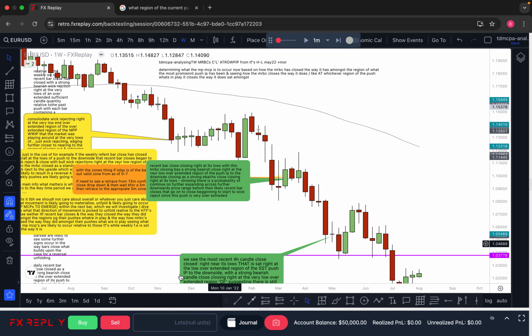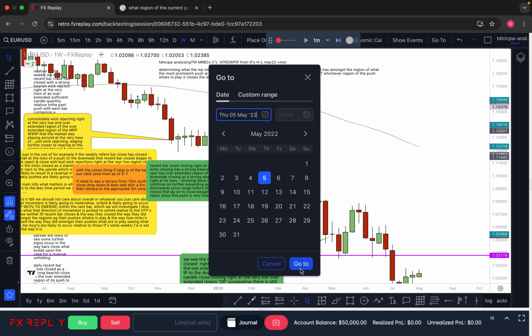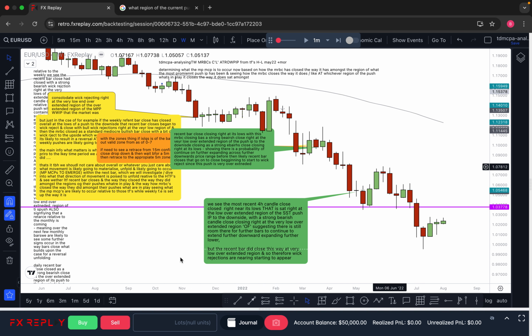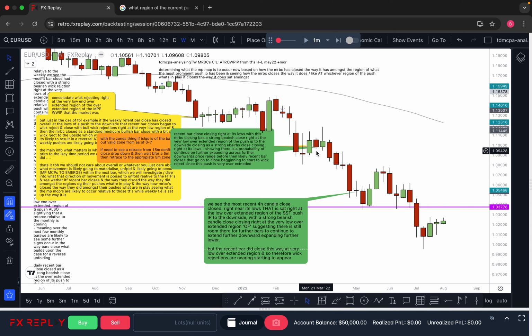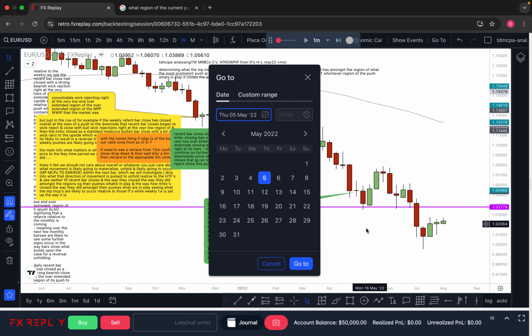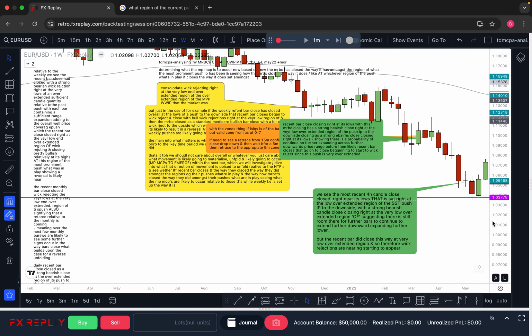Then you've got the weekly recent bar close, which would be almost near being done, to be honest. Well, no, not really. Actually, it's the middle of the week, so you would not really want to look at the in play. But hang on, is it May 2022? Okay, May 2022. So yeah, you'd be looking at this.